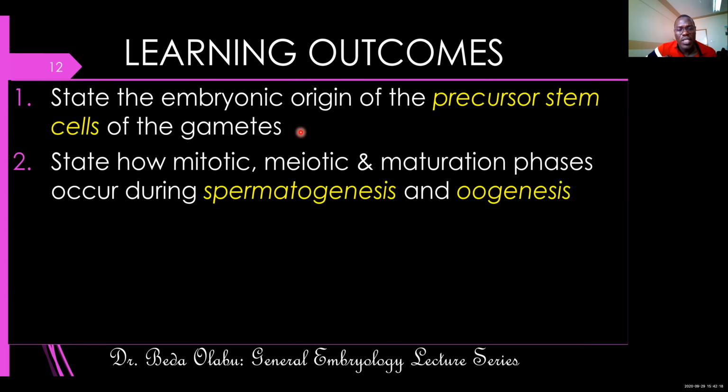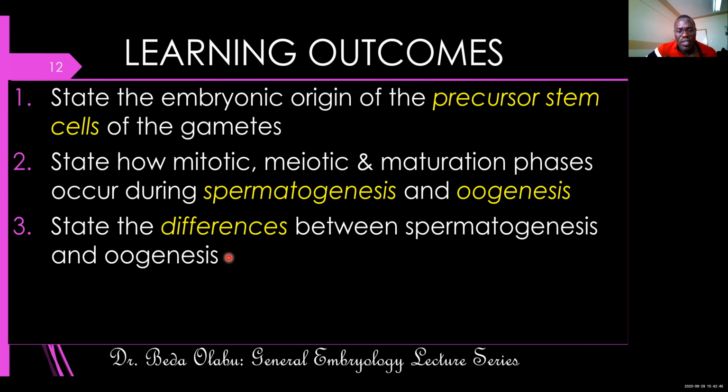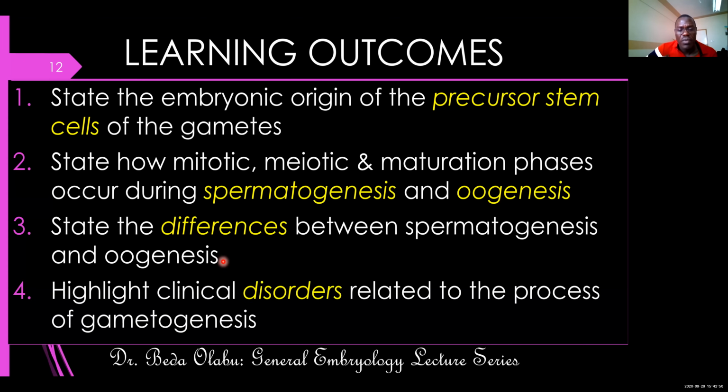We also want to state how sperms and ova go through step number 2, step number 3, and step number 4. Now that we've said it's different. So remember, this is step number 1. But about 2, 3, and 4, we'll check for sperm and ova. Then I'll give you some time to discuss the differences between the 2 steps. And finally, we'll then highlight on the clinical aspects related to the process of gametogenesis.